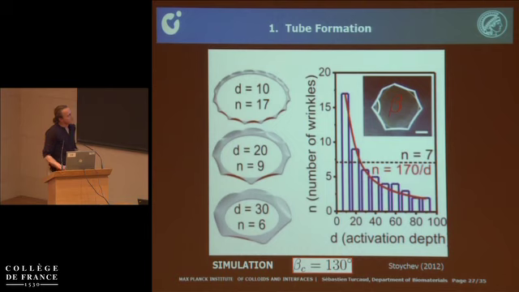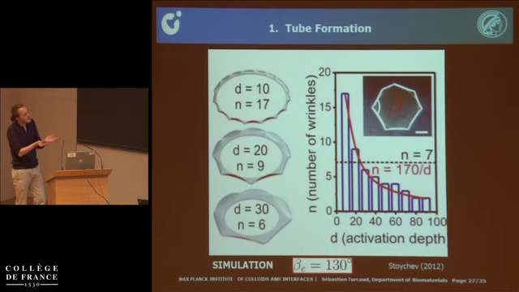So the tube formation. Here on the left you see an Abaqus model, a finite element simulation of a crown that is constrained on the inside, where the red part, the bottom part, is expanding isotropically, and the top part is just passively, elastically resisting it. D is the size of the crown, and we see that as we increase the size of the crown, the number of wrinkles, N here, is decreasing.